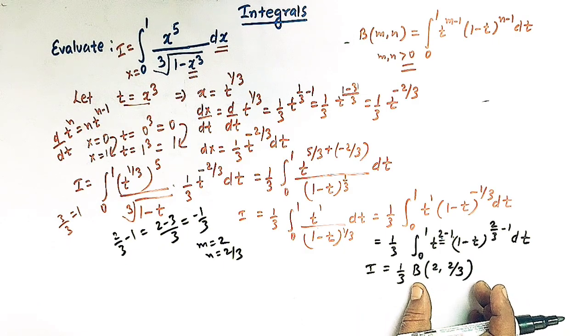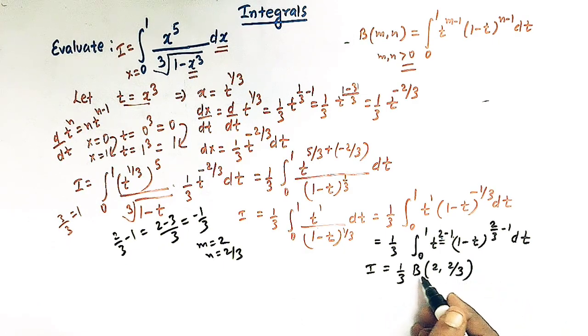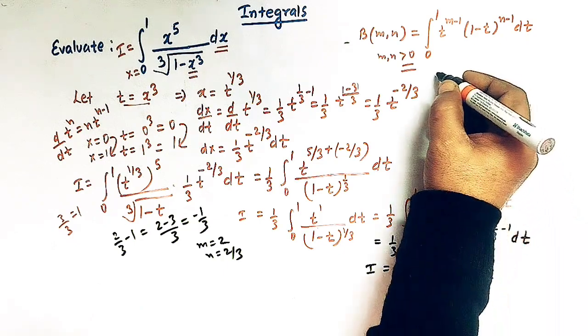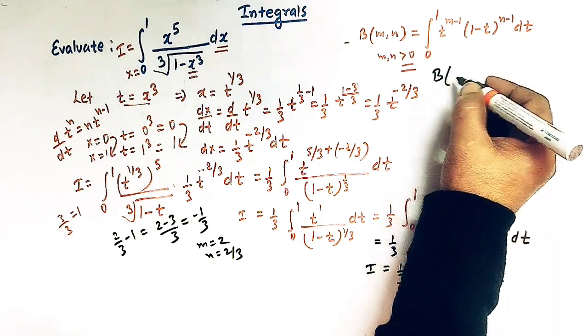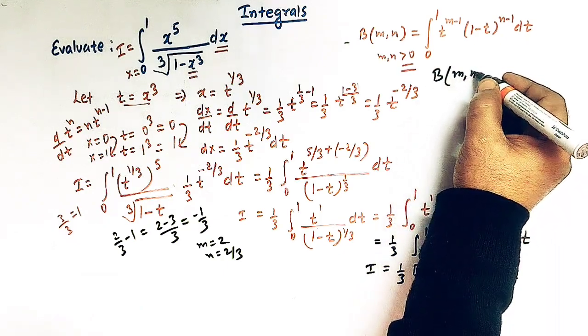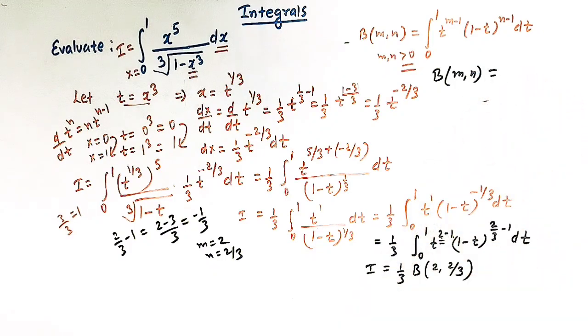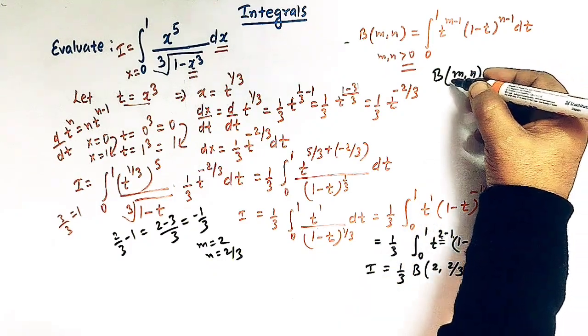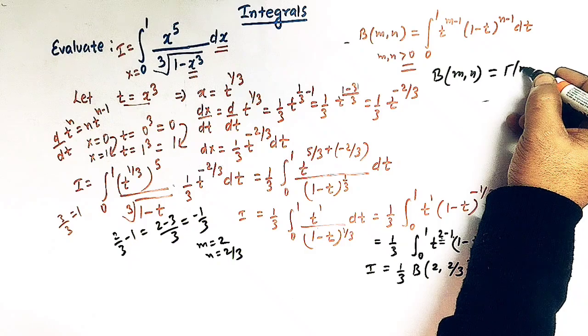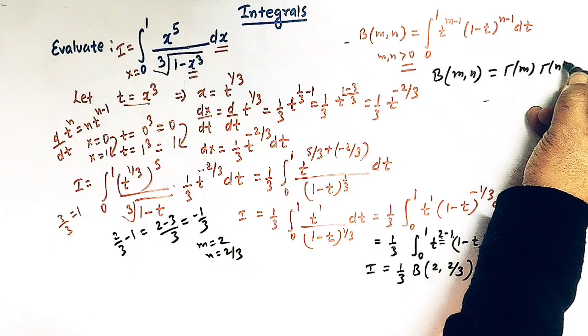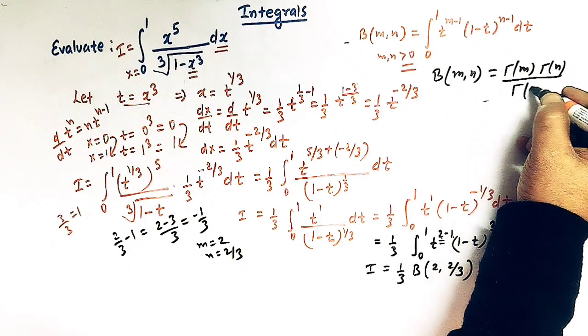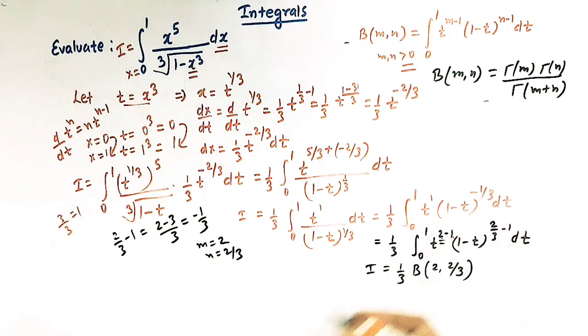So now to get the value of beta 2 comma 2 by 3, we'll make use of this important result which connects the beta function with gamma function. So beta m comma n is given by gamma m times gamma n divided by gamma m plus n.